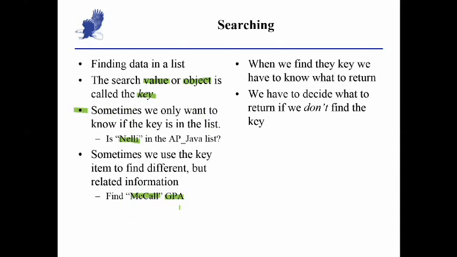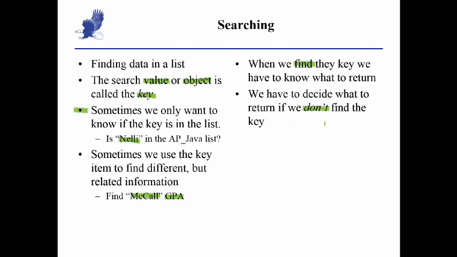Now here, we're not returning a Boolean. We're not returning true or false or yes or no. Here, we're returning a GPA. Now that's easy. So we find McCall, we find the item in our list, and we know what to return. We're going to return the GPA. The tricky part is, what do we return if we don't find the key?